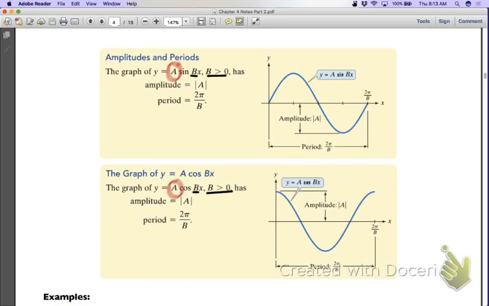So the only way that it's going to change is we take 2 pi and divide it by whatever our b value is. It doesn't change from cosine to sine; we do the same things. Obviously, the only thing that's different is that sine always starts at 0, and cosine normally always starts at 1.